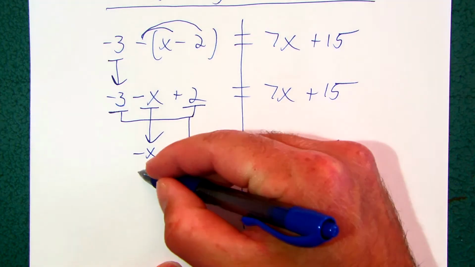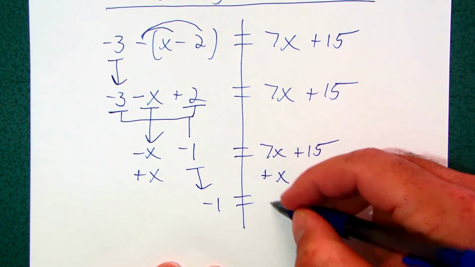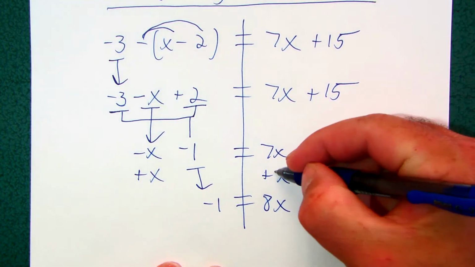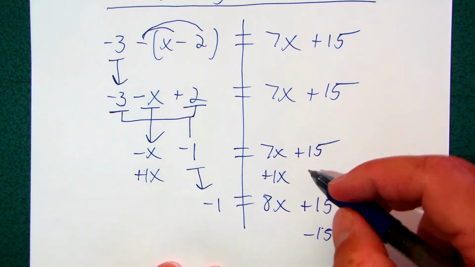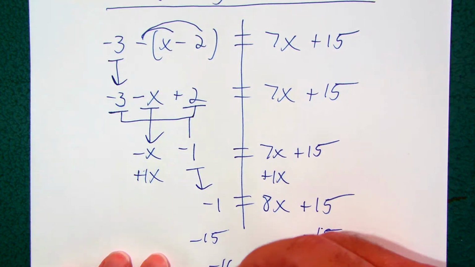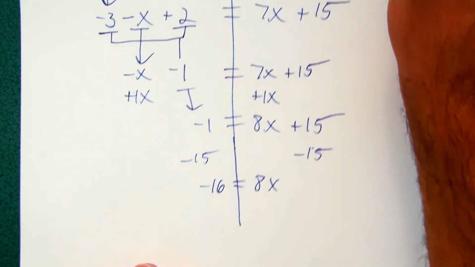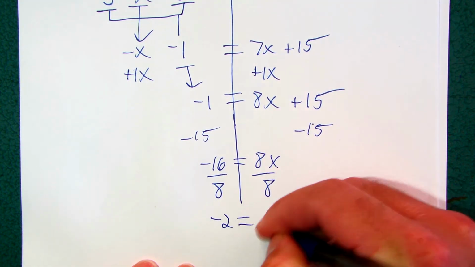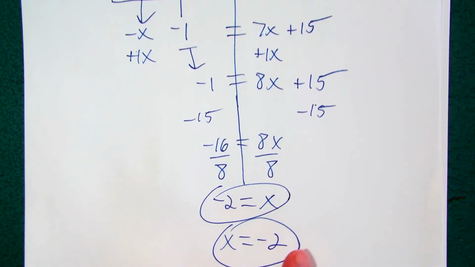Personally, I want to add a 1x to both sides. So my 7x plus 1x, if you want to think of it like that, is going to be 8x. So I have 8x plus -1 equals 8x plus 15. Subtract 15 from both sides. And I get -16 equals 8x. And then last step, divide both sides by 8, so I get -2 equals x, or x equals -2. However, it doesn't matter which way it's written. As long as you got -2, we're good to go.